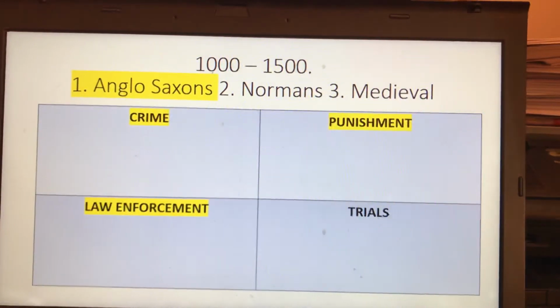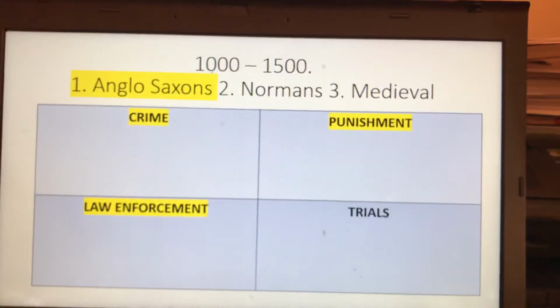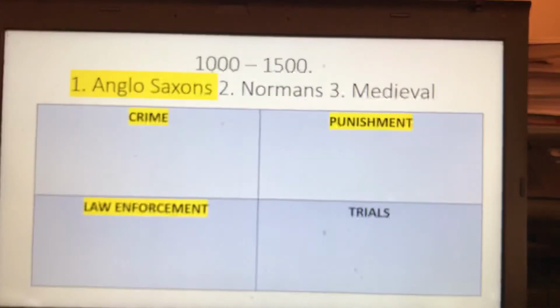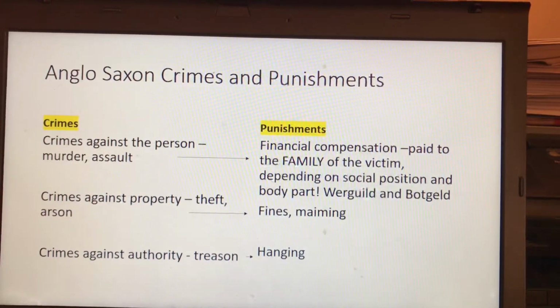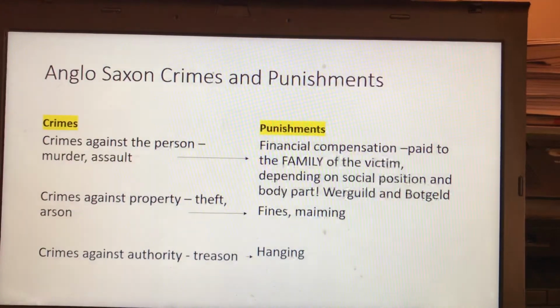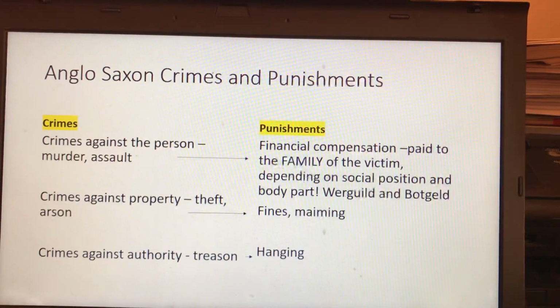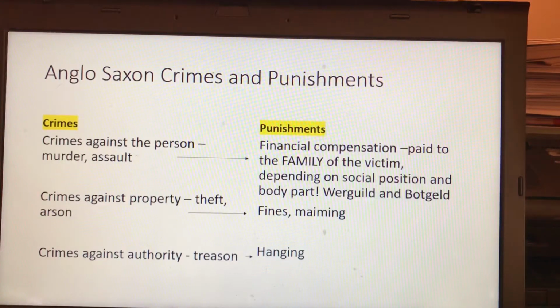So far you have been studying the Anglo-Saxons and you have looked at law enforcement, and this week's task was for you to look at Norman crimes and punishments. So you should have discovered this week that there were three kinds of crimes in Anglo-Saxon times: crimes against the person, such as murder or assault, crimes against property, such as theft or arson, and crimes against authority, such as treason. There was also a particular punishment to match each crime, as you can see from my diagram.